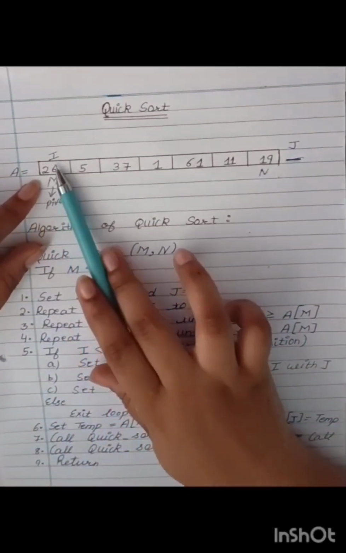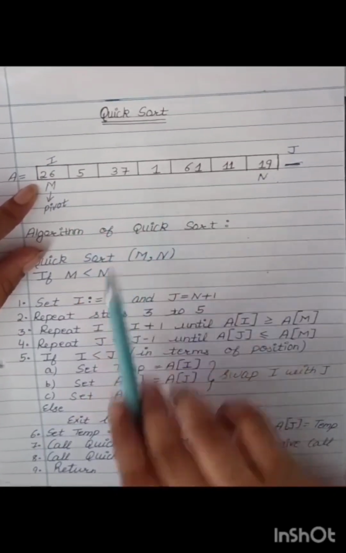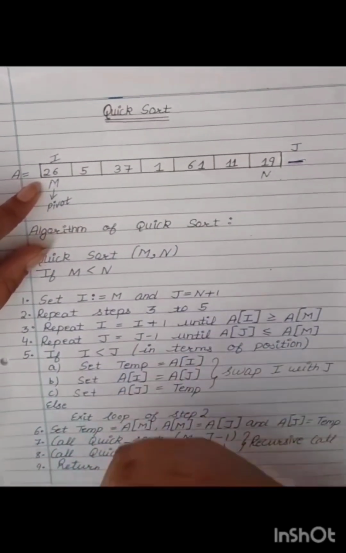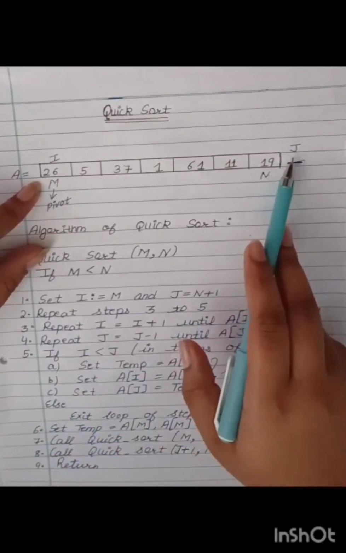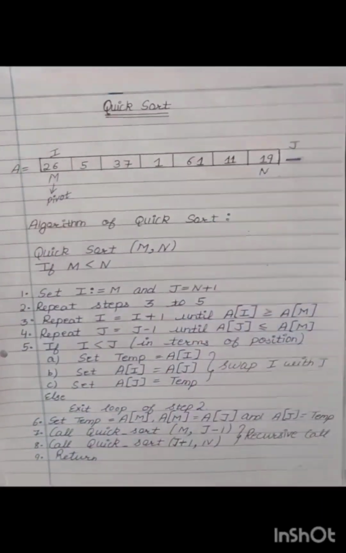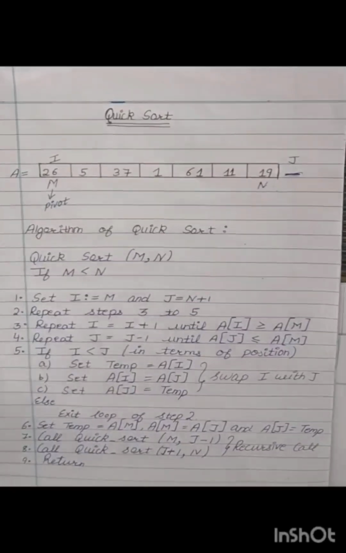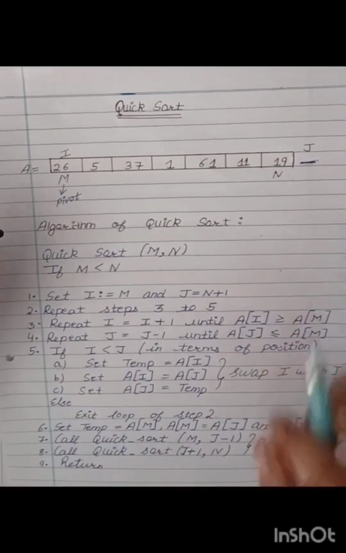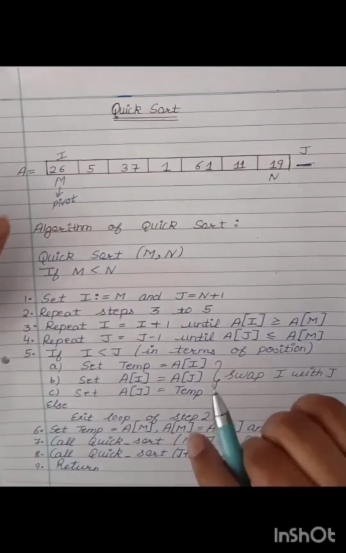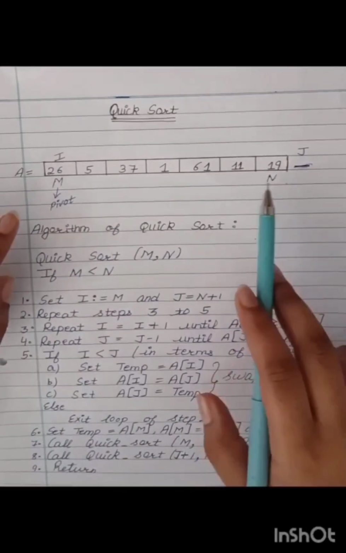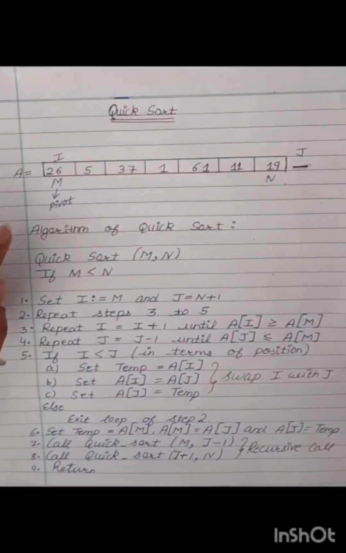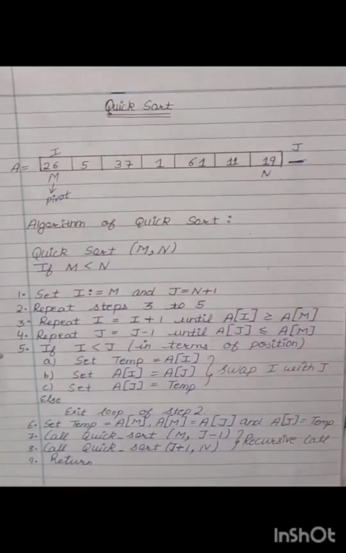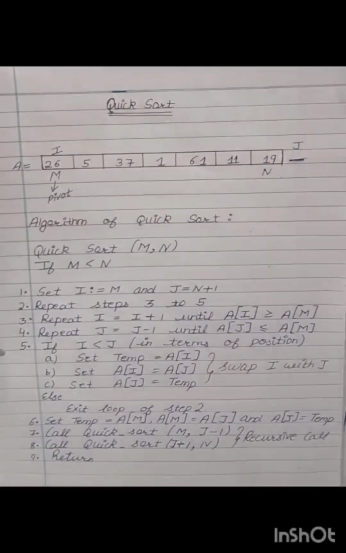So in this we have to move i to the right side until we find an element which is greater than or equal to the pivot, and we have to move j until we find an element which is less than or equal to the pivot. And when a swap is needed, if i is less than j, then we have to swap the positions of i and j, and we have to repeat these steps until i is greater than or equal to j.